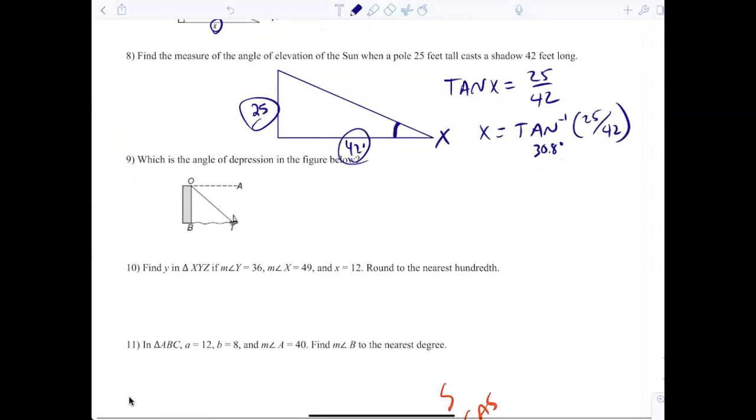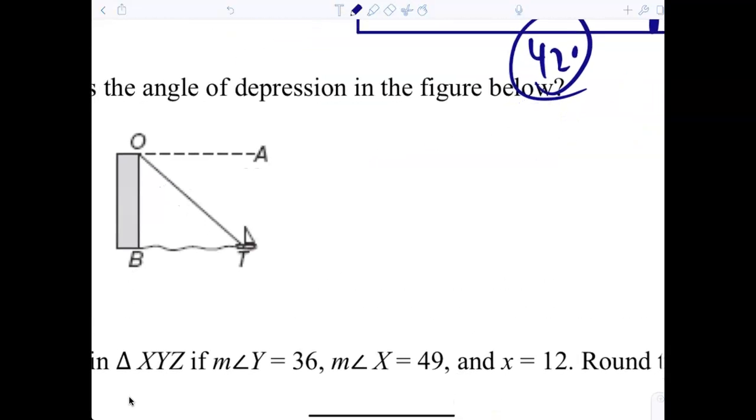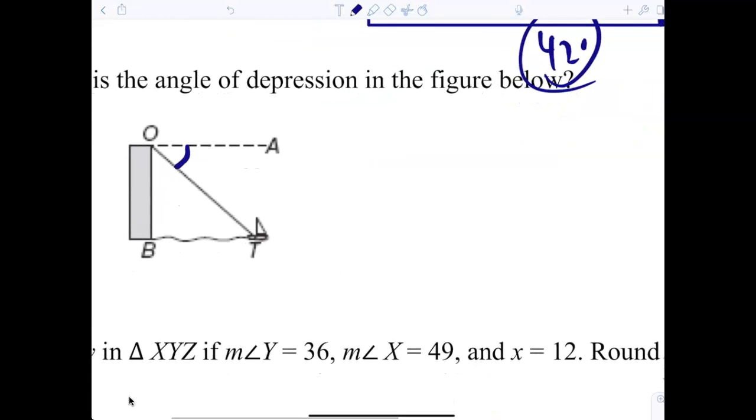Which is the angle of depression? This is just to remind you that is the angle of depression. That is the what? Angle of elevation. They're equal because they are alternate interior angles.